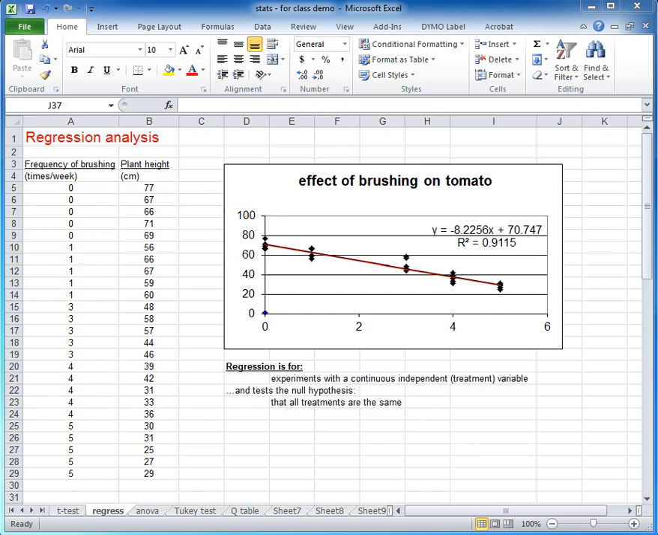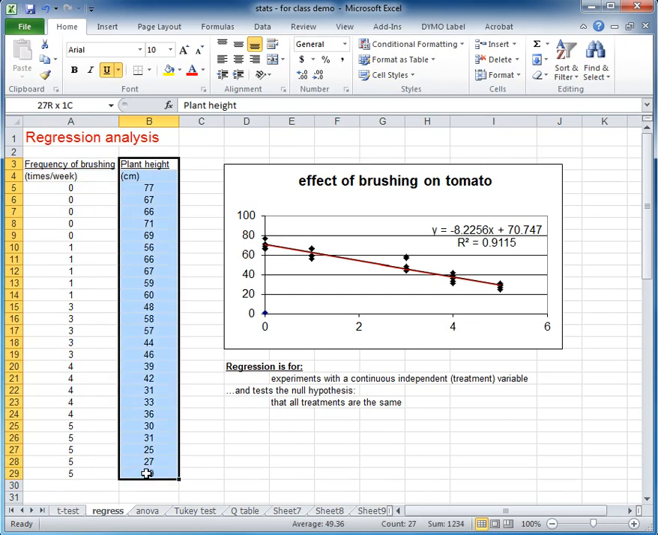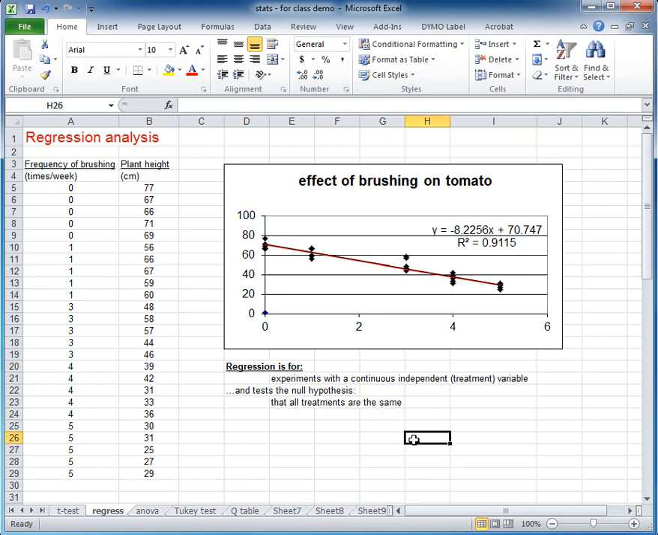All right, moving on with regression. We last left off with talking about a plot of an experiment where we had frequency of brushing, number of times a week that we brushed plants to try to keep them small, and then a response variable of height. Okay, and we said that regression was for experiments with a continuous independent variable or treatment variable.